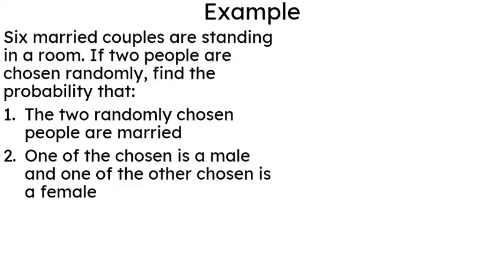Another example. 6 married couples are standing in a room. If 2 people are chosen randomly, find the probability that the 2 randomly chosen people are married, and that one of the chosen is a male, and the other chosen is female. Pause the video and try to answer this question.